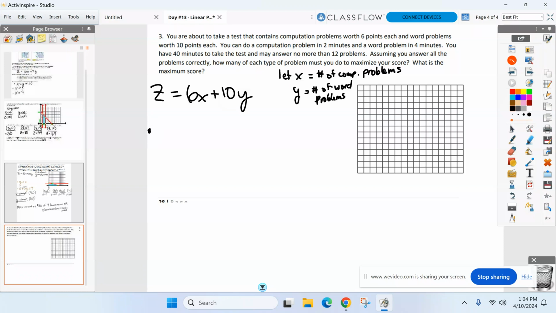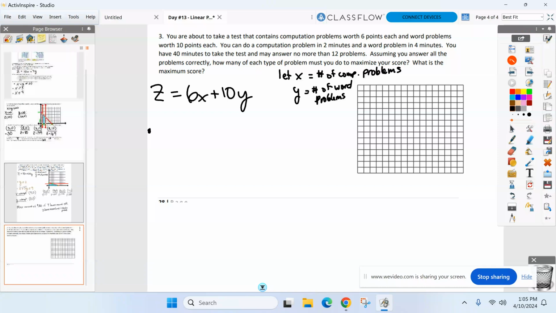Restriction. You tell me, and I'll help you put it into inequality form. What's a restriction I have? You only have 40 minutes. Only 40 minutes to do it. All right, I can't take more than 40 minutes. But I don't want to put X plus Y equals 40, right? It takes a certain amount of time to do a computation and a certain amount of time to do a word problem. How long does it take to do a computation?